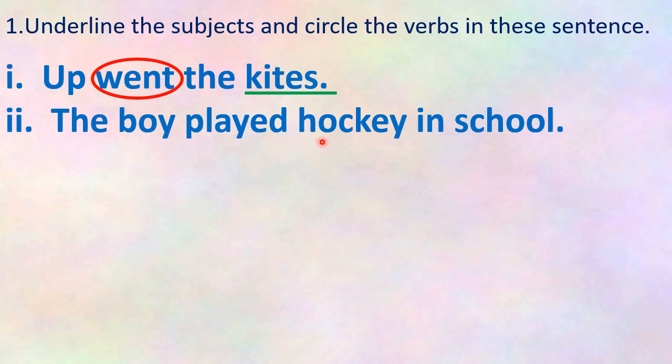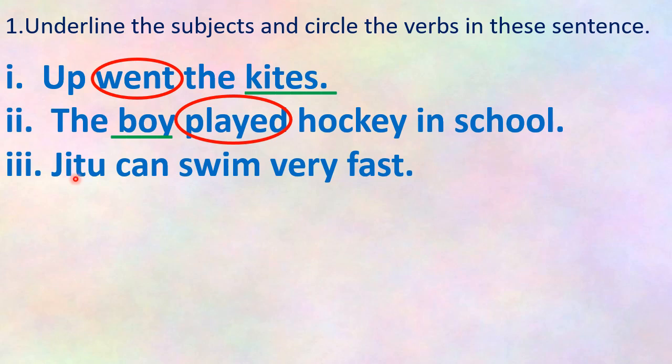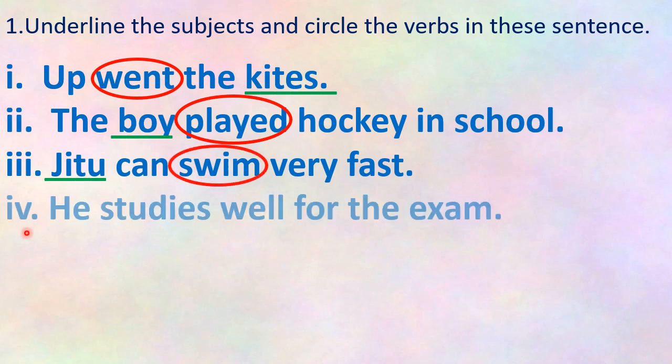Second, the boy played hockey in the school. Now this sentence is talking about the boy who played hockey in the school. So the boy is the subject. So underline the subject. And what is the action? He played. So circle the verb. Next, Jitu can swim very fast. Now here, this sentence is saying that Jitu can swim very fast. So again, this sentence is talking about Jitu. So underline the subject, that is Jitu. And what is the verb here? The verb is swim. So circle swim.